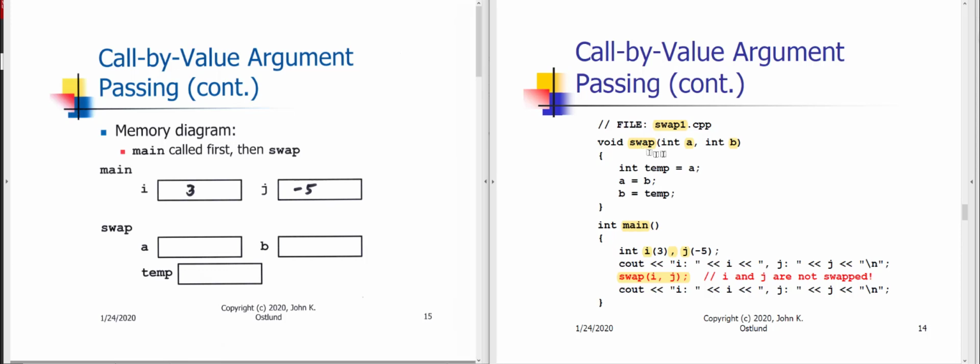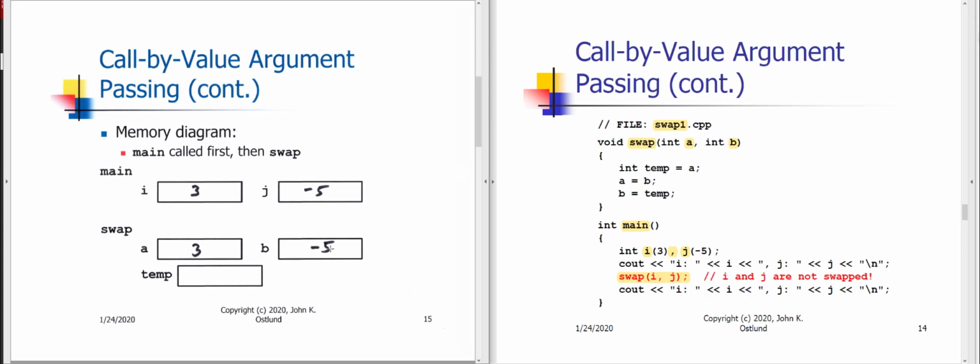Swap is a function that expects to receive two int parameters. The first will be called a, the second will be called b. Swap does not return a value, so its return type is declared as void. Now, space is being allocated for these parameter variables a and b, and those parameter variables are initialized with copies of the values of i and j. So this is our situation now. In main, we have these variables i and j containing 3 and -5 respectively. In swap, we have separate parameter variables, a and b, containing 3 and -5 at this point.